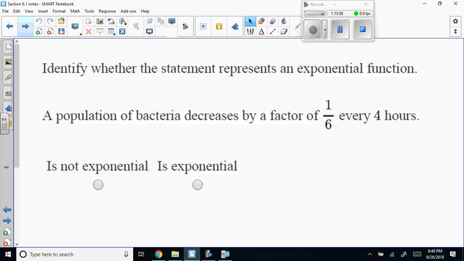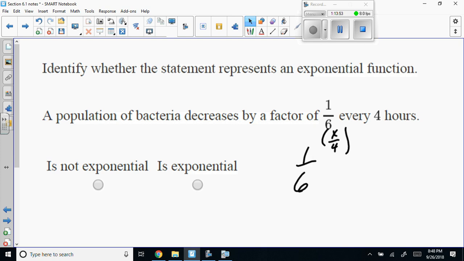Okay, listen to me. You have to understand one thing. How you're going to be able to identify this is: decreases by a factor of 1/6. They're saying 1/6 every 4 hours. So it's 1/6 raised to the x over 4, because it takes 4 hours for it to do 1/6 of a time, right? Does that make sense? It is exponential. So this would be 1/6 to the x over 4.